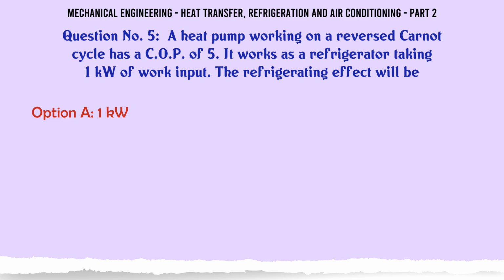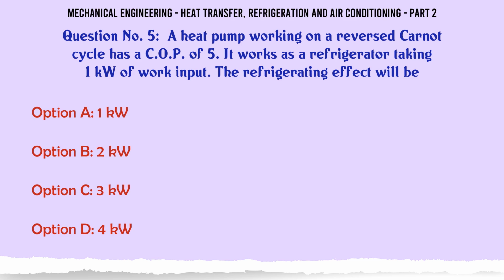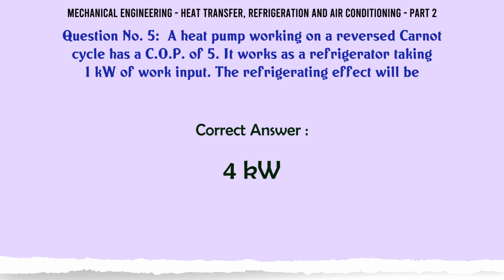A heat pump working on a reversed Carnot cycle has a C.O.P. of 5. It works as a refrigerator taking 1 kilowatt of work input. The refrigerating effect will be: A. 1 kilowatt. B. 2 kilowatts. C. 3 kilowatts. D. 4 kilowatts. The correct answer is 4 kilowatts.